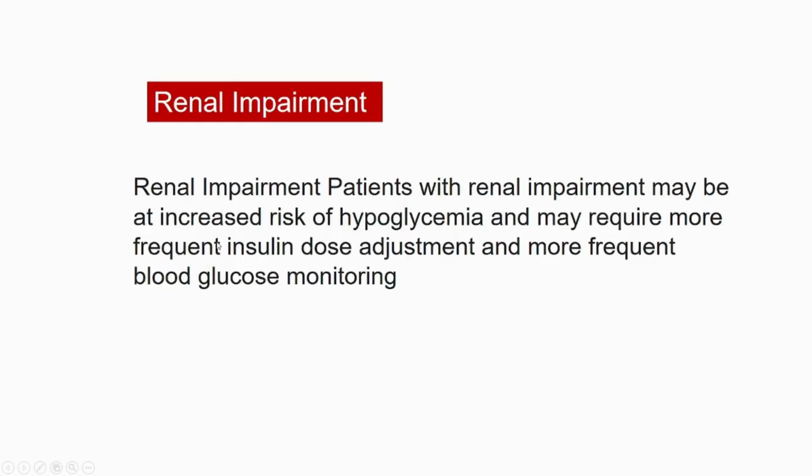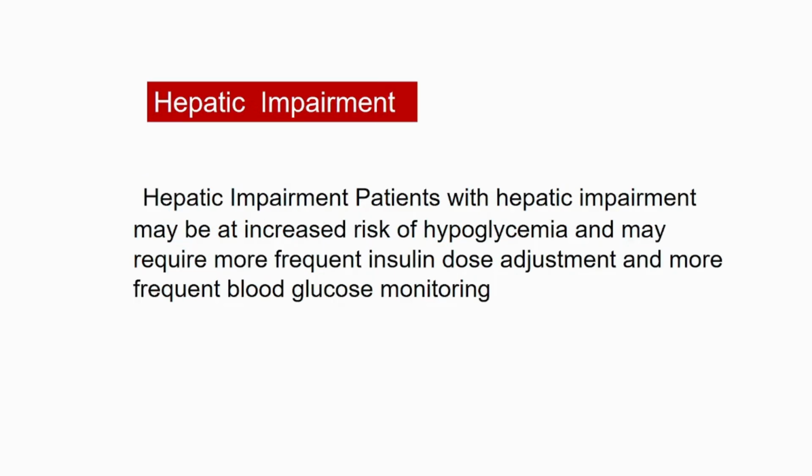Next comes renal impairment. Renal impairment increases the risk of hypoglycemia, so it does require dose adjustment in renal impairment patients. In the same way, in other chronic conditions such as hepatic impairment, patients likely also have an increased risk of hypoglycemia, which requires frequent monitoring and insulin dose adjustment.